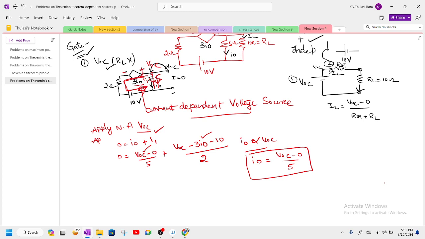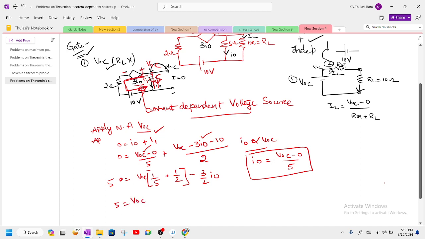When you solve it, you are going to get 0 is equal to, I am going to take VOC as common. I am going to get 1 by 5 plus 1 by 2, and next one minus 3 by 2 I naught. This is minus 5, and this will be equal to plus 5. So try to substitute the value 5 is equal to, this will be 0.7, this is minus 3 by 2 into I naught. So I don't want I naught, I want this value, which is VOC minus 0 by 5.